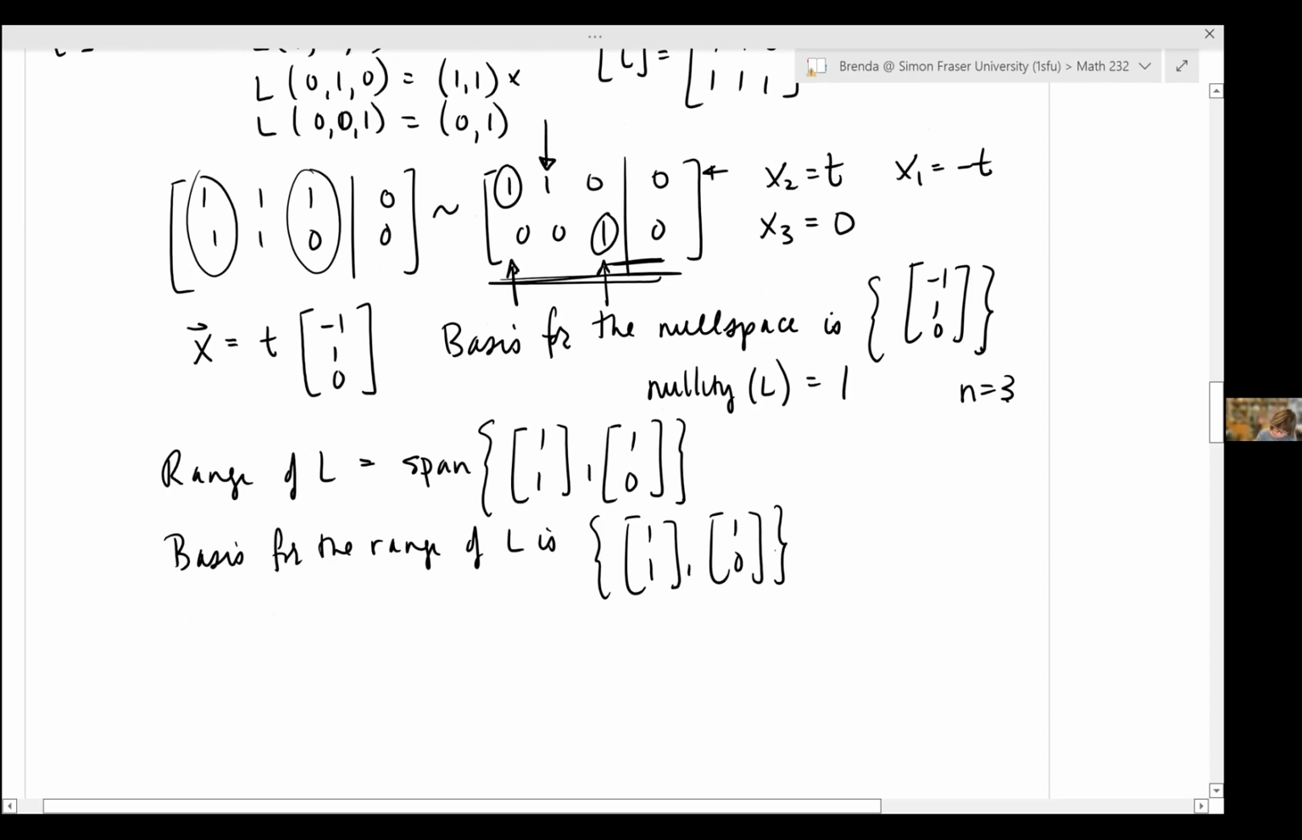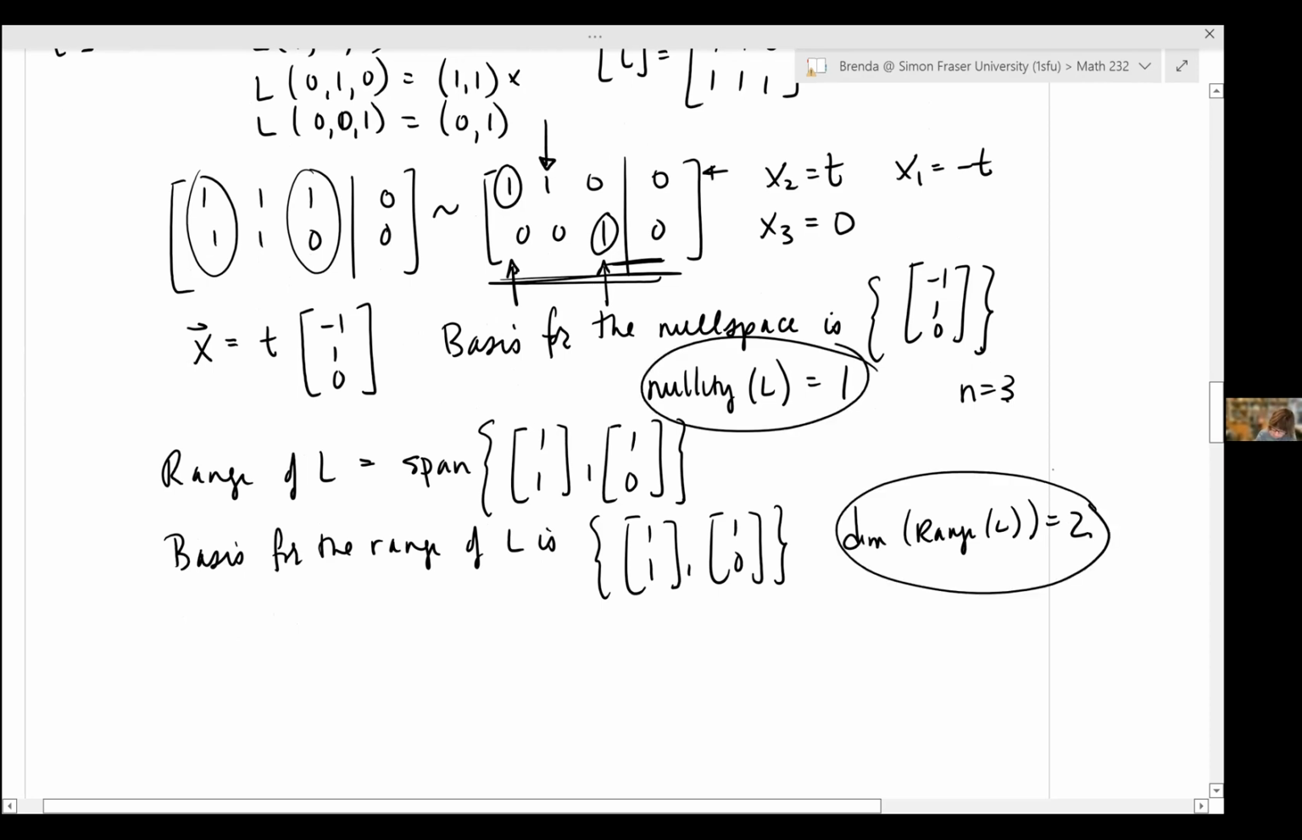And you can see here, there's 2 of them. So the dimension of the range of L is 2. And indeed, we've got the nullity is 1. The dimension of the range is 2, the rank is 2, and n is 3, and 1 plus 2 is 3. So we are verified.